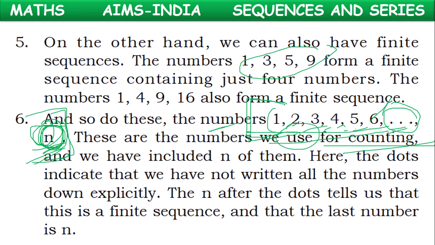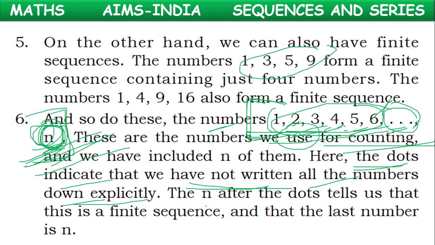In this case, if we have dots and after that we have another element, then it should be considered a finite sequence. It's not infinite. It's a finite sequence. Here the dots indicate that we have not written all the numbers up to n, only the beginning numbers. The next numbers will continue according to the same relation, and the numbers will continue up to the value of n.